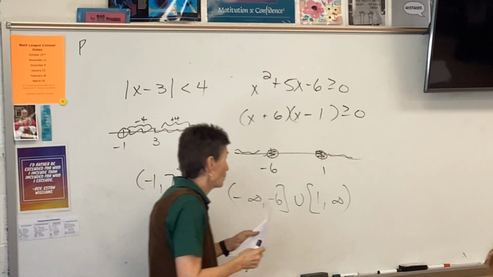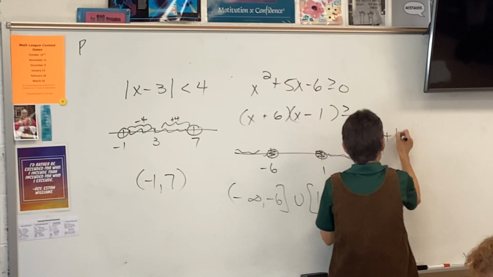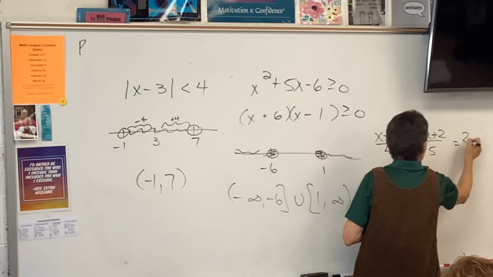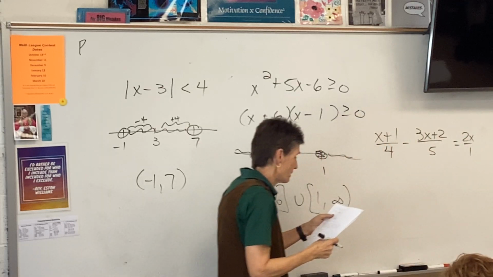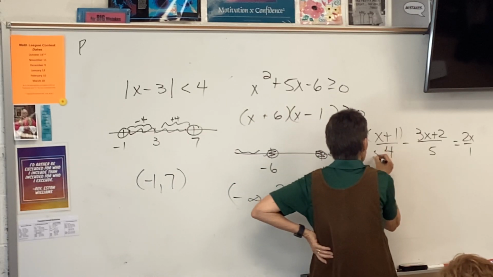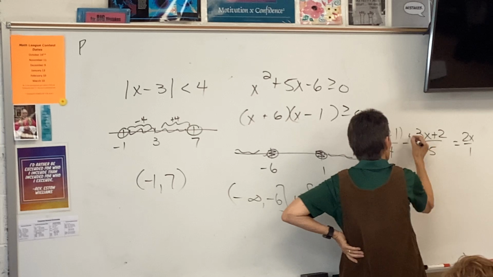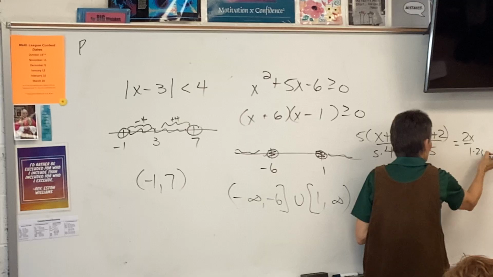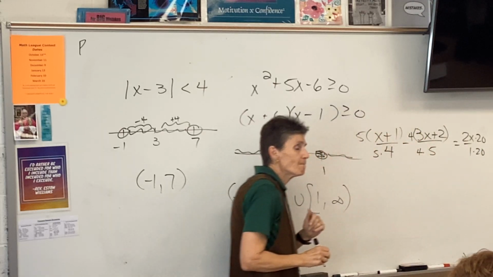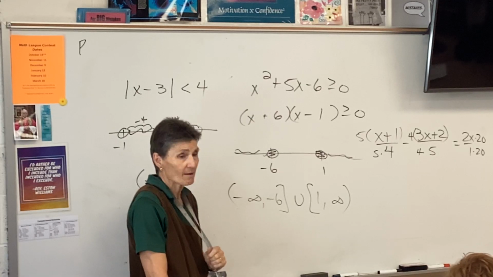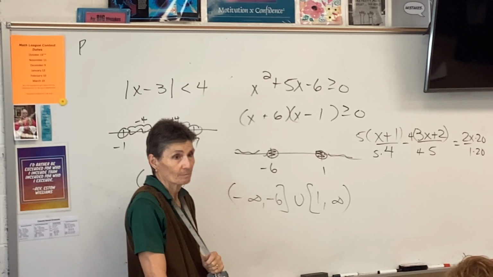All right, C, what's your plan on that one? Get a common denominator. And what common denominator shall we use? 20. So we'll times this one by 5, this one by 4, and then we won't forget this one by 20. Every term, whether it looks like a fraction or not, has to have a 20. You okay?